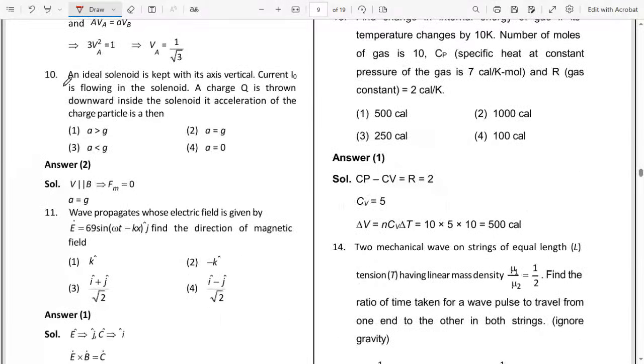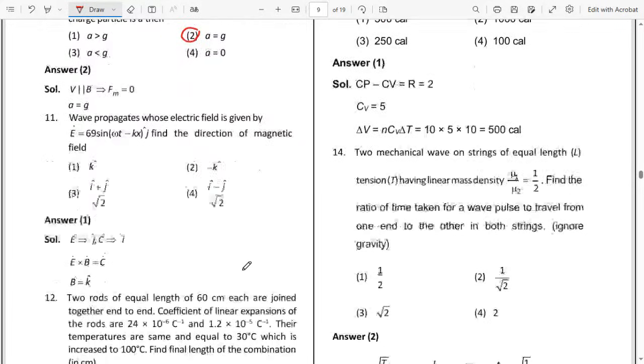Question number 10. An ideal solenoid is kept with its axis vertical. Current I0 is flowing in the solenoid. A charge Q is thrown downward inside the solenoid. Acceleration of the charged particle is a then. So option 2, a is equal to g is the correct option, students.